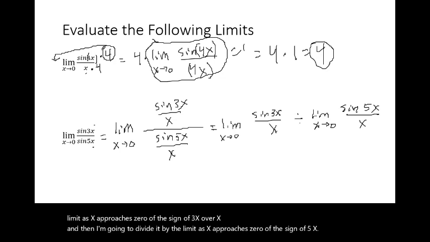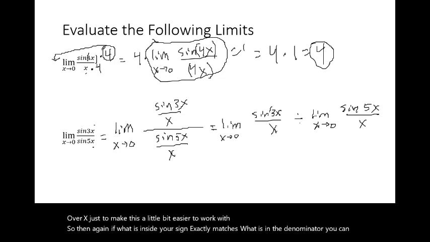So again, if what is inside your sine exactly matches what is in the denominator, you can go ahead and use that limit. So sine of 3x, remember we are stuck with that 3x because it's inside of a sine, does not exactly match what's in the denominator. So I'm going to fix that by multiplying both the bottom and the top by 3.